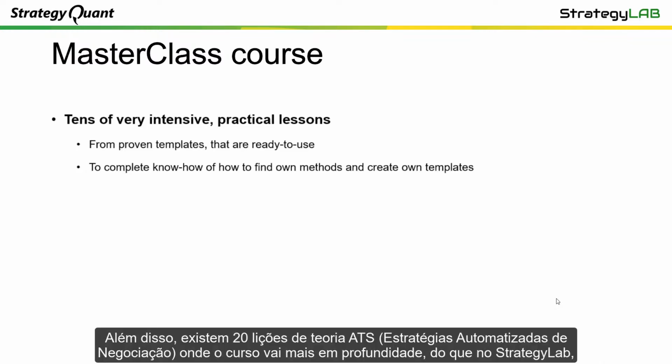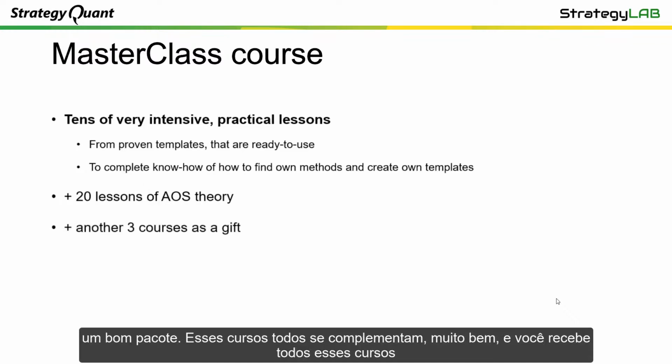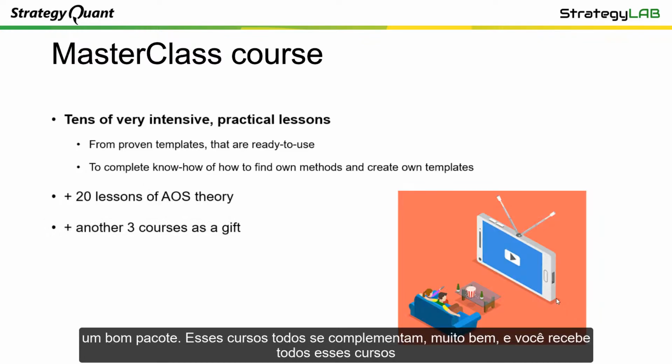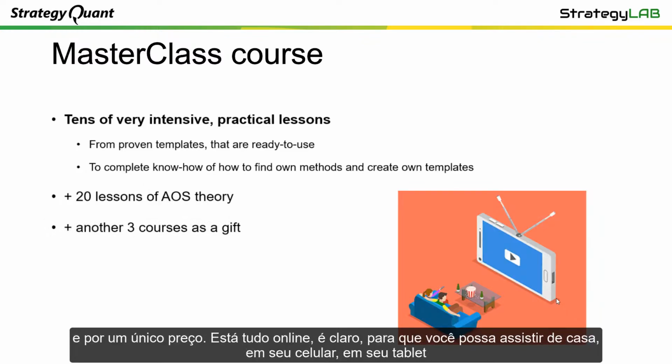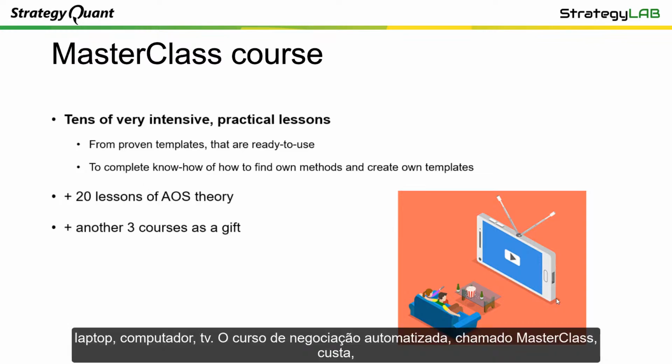On top of that, there are 20 lessons of ATS theory, where it goes more in depth than in Strategy Lab. So you will understand all the principles, and you get 3 more courses. So you get quite a nice package of those courses. All complement each other very well. And you get all those courses for one price. It's all online, of course, so you can watch it from home, on your mobile, on your tablet, laptop, computer, TV.